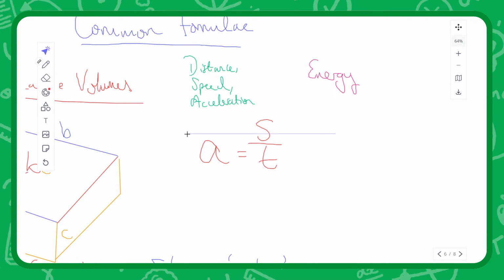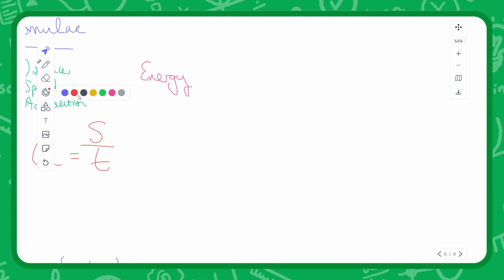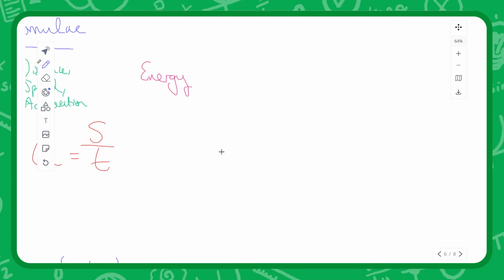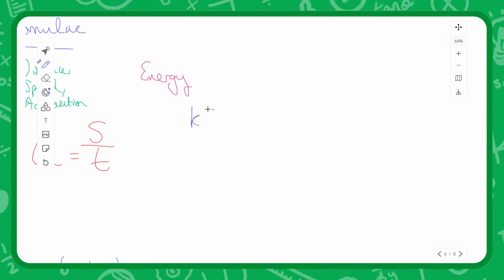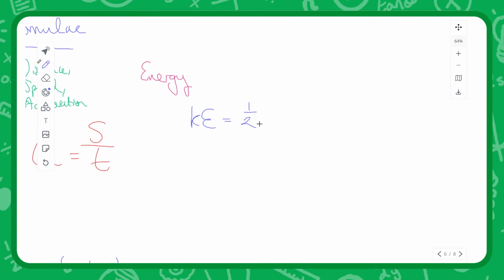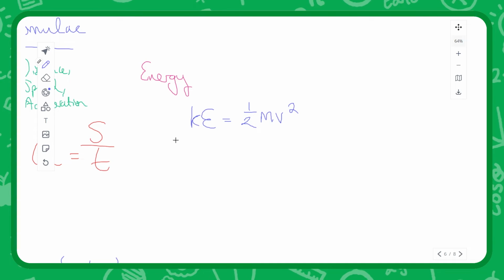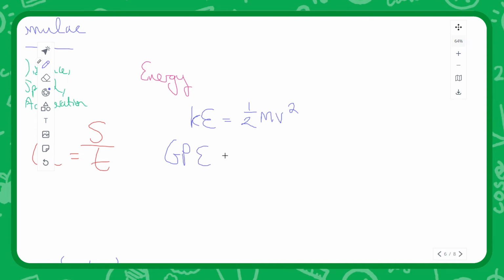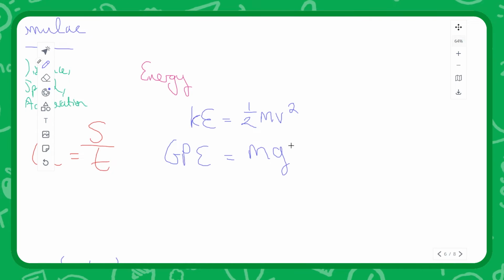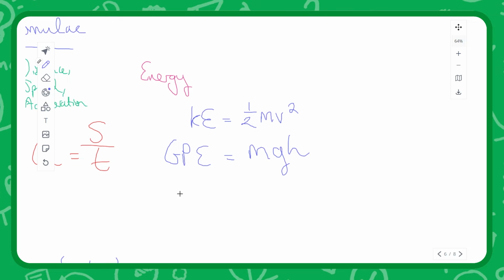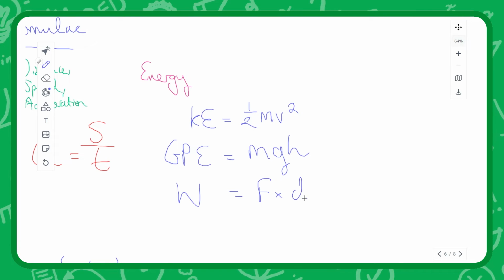Again, very common formulae. Lastly, we have this one here of energy. There's a few different formulae that we use for energy in science and in maths. So the first one we're interested in is kinetic energy, which is equal to half times mass times velocity squared. We've then got gravitational potential energy, which is all about gravity, which is equal to mass times the gravitational constant times height. And then we have work done, which equals force times a distance.